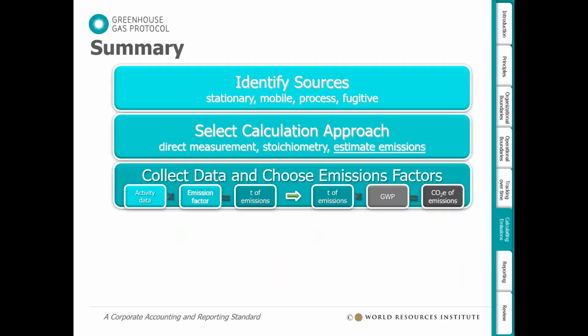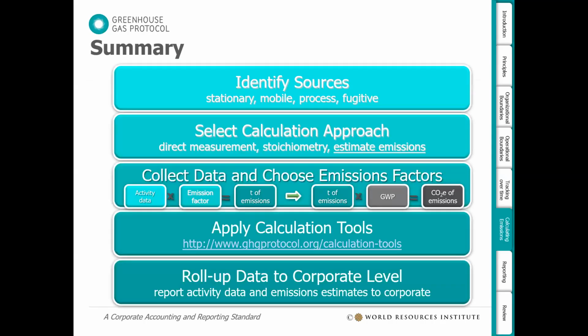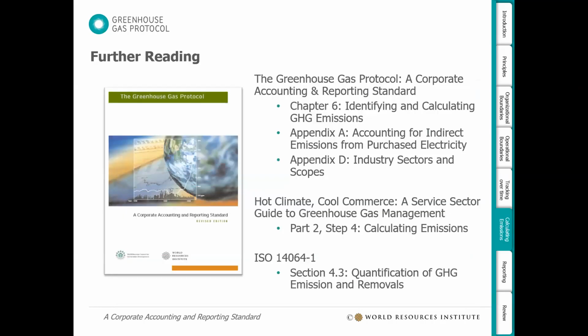So let me summarize the materials so far. We've covered a number of topics in this lesson, ranging from identifying the emission sources to choosing emission factors and then rolling up the data to the corporate level. For further information on these topics, you should consult Chapter 6 in the Corporate Standard, which deals with identifying and calculating greenhouse gas emissions. And another primary resource should be the Scope 2 guidance, especially for those market-based emission factors.